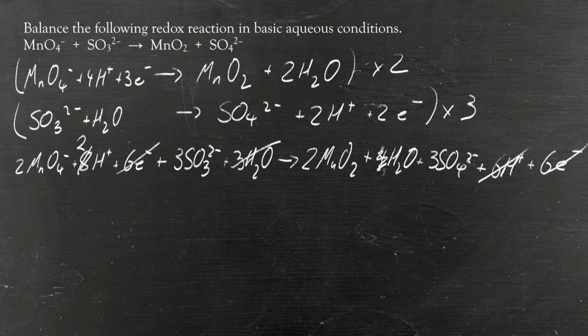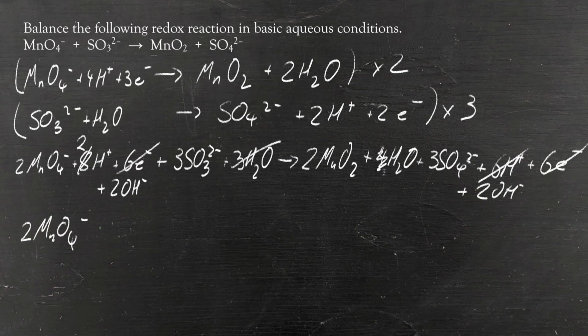The way to account for this is we add OH- to both sides to convert those H+ into H2O. So we have 2H+, so we're going to need to add in 2OH-, and we'll need to do the same to this side as well, 2OH-. Now let's rewrite our equation.